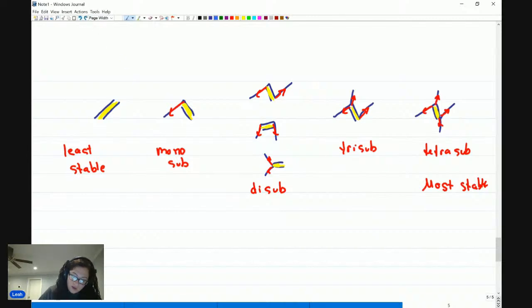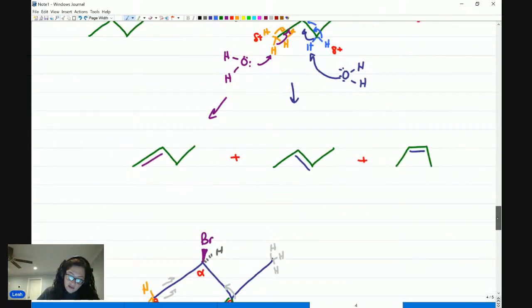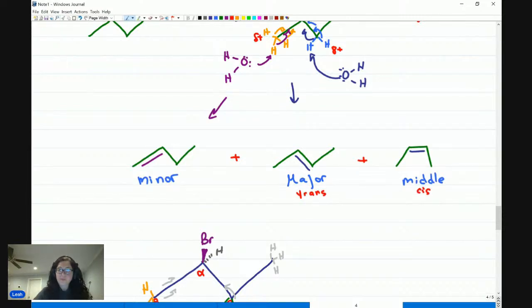And so if we look at the 3 products that I gave you here, this one is your major product because it's di-substituted trans. This one is your minor product because it's mono-substituted, and this one is in the middle because it's di-substituted cis. So trans, most stable, cis, slightly less stable.